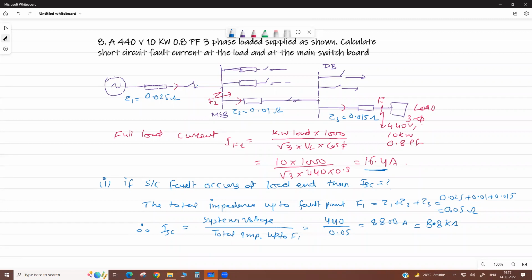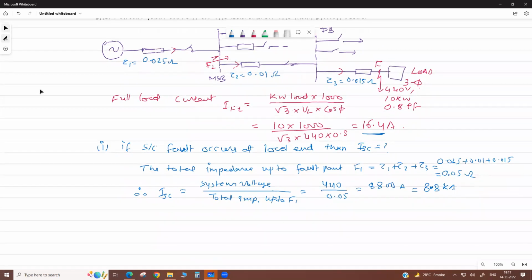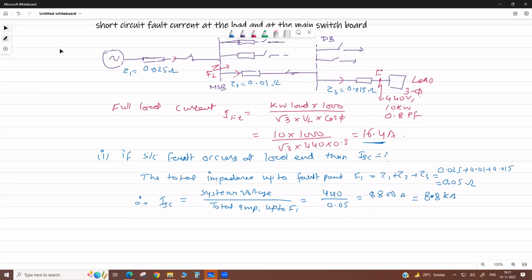That's why we do the fault calculation for relay coordination. For relay setting, we do the breaker trip coil setting according to the fault calculation at different points.